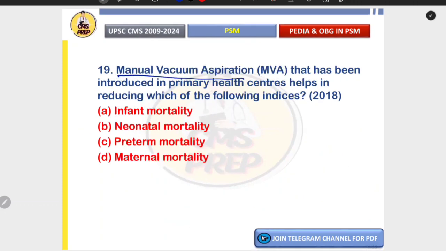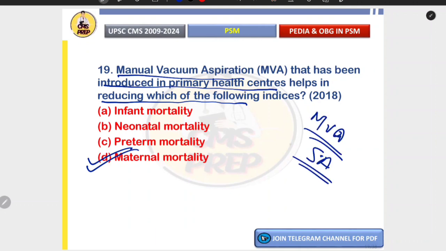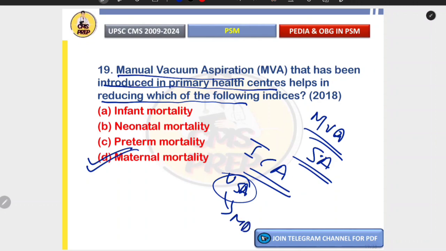Manual vacuum aspiration that has been introduced in primary healthcare centers helps in reducing which of the following indices? So the correct option is maternal mortality. MVA is used for safe abortion and managing incomplete abortion. It prevents unsafe abortion, which is a major cause of maternal death. And introducing it into the PHC even reduces the death due to unsafe abortion. Hence the correct option is D. All these three are unrelated to abortion care.